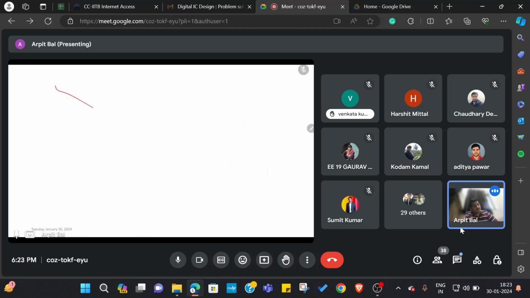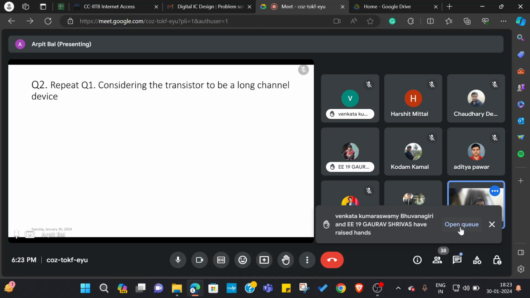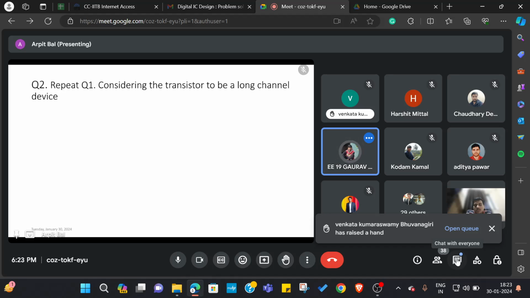Okay, so this is unused page. Yeah, please go ahead, Gaurav. Sir, please give the criteria to consider the channel length modulation or not, sir. Whether it is short channel or long channel. What should be the ratio of W by L?